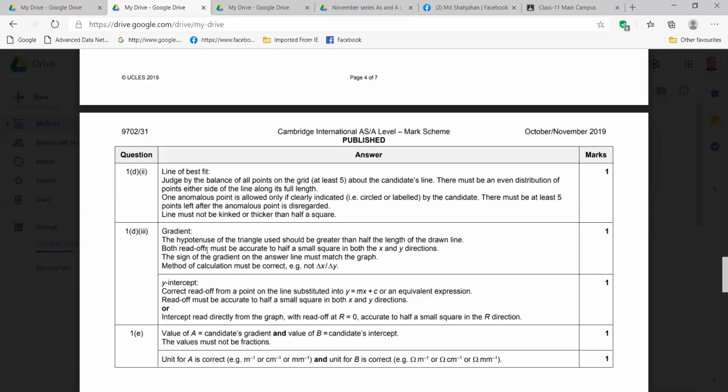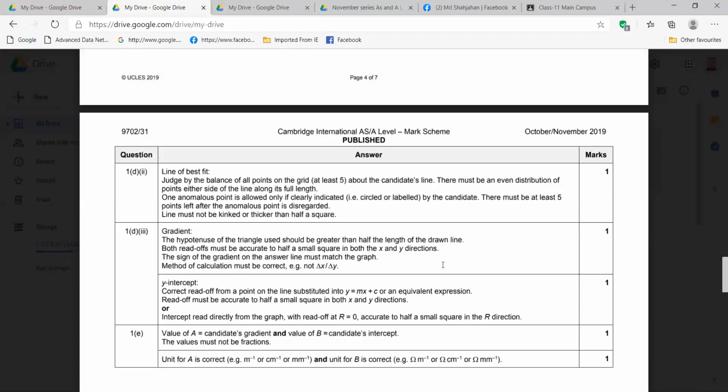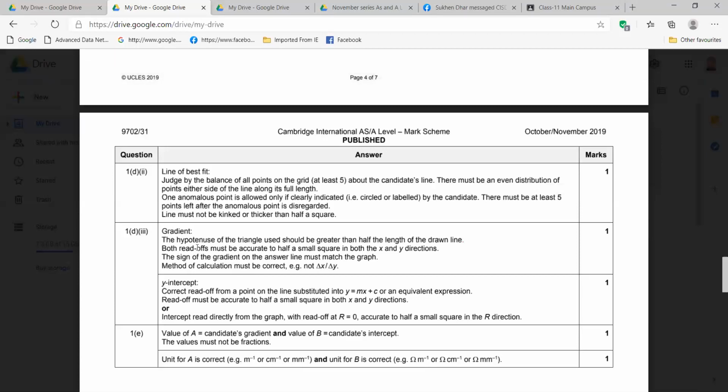That means when you are drawing the triangle, you are getting a right angle triangle, and the straight line is the hypotenuse, right? So it should be more than half of the triangle, and more than half of the straight line. The triangle should be like that. So both read-offs must be accurate to half a small square in both the x and y directions.